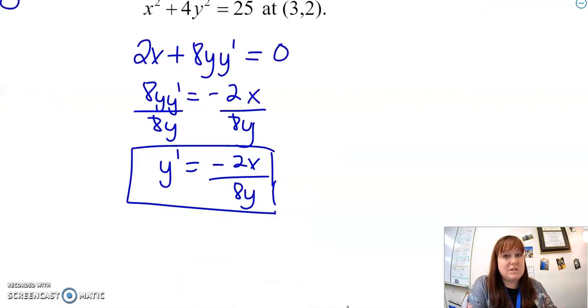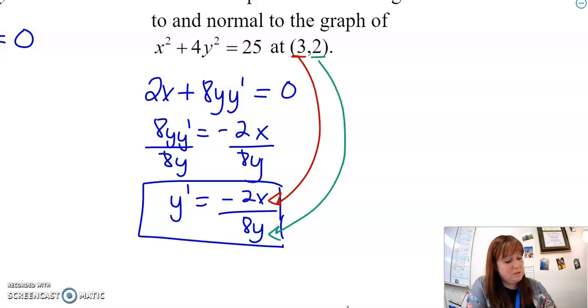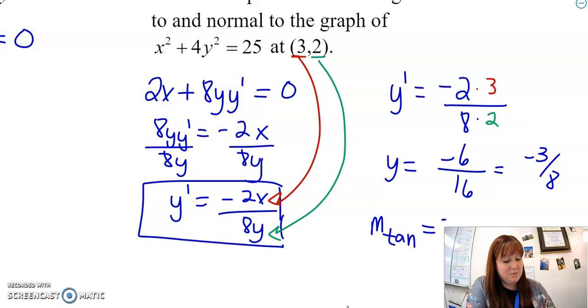So what is the slope of the tangent line at the point (3, 2)? Well, look, here's an x value, and there's an x, and here's a y value, and there's a y. So why don't I just plug those in? So y prime at (3, 2) equals negative 2 times 3 over 8 times 2. So y prime equals negative 6 over 16, which is negative 3/8. So the slope of the tangent line equals negative 3/8.